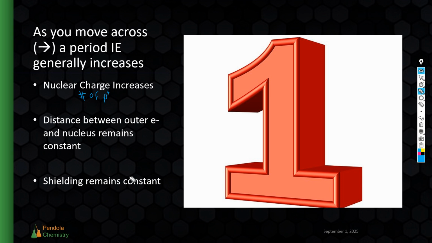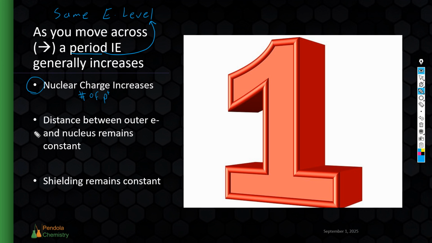We're always working within the same energy level whenever we are in a period. So whenever we're in the same period, we are working with the same energy level, which means that the distance does not change greatly and the shielding does not change greatly. So the only thing really affecting the ionization energy is going to be the proton charge, or the nuclear charge, the number of protons.